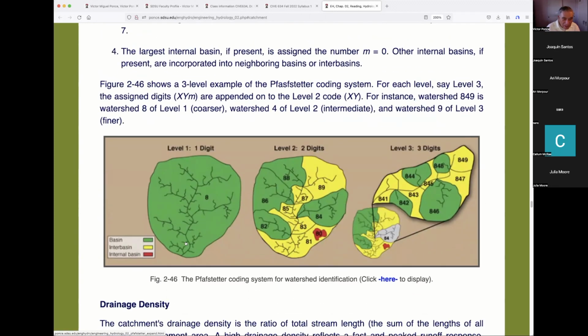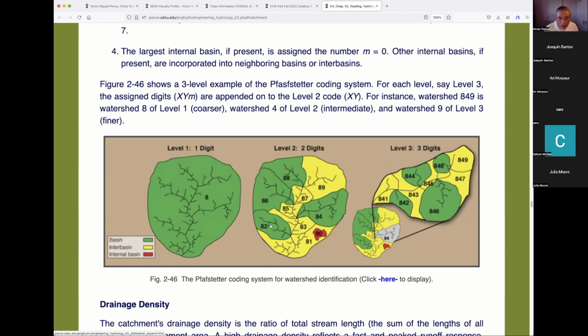For instance, in here, we have this basin over here, and this is an example that I pulled out of the web, by the way. So what he did was that he took the river and divided it into 9 sections or 9 watersheds. The odd watersheds and the even watersheds.